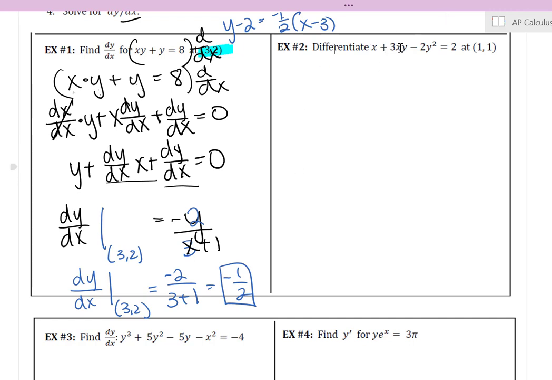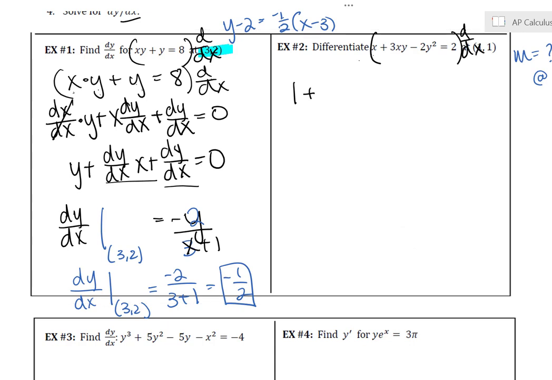Differentiate x plus 3xy minus 2y squared equals 2 at 1, 1. So again, we're trying to find what is the slope. So we're saying m equals what at the ordered pair 1, 1. Again, if I look at this, it's not easy to solve for y. So implicit differentiation, you know to use it when you look at it and you're like, ooh, not easy to solve for y. So let's get this right here. We're going to do d over dx, and that is getting applied to every side. I'm just going to start working from left to right. We know that the derivative of x with respect to x is 1.